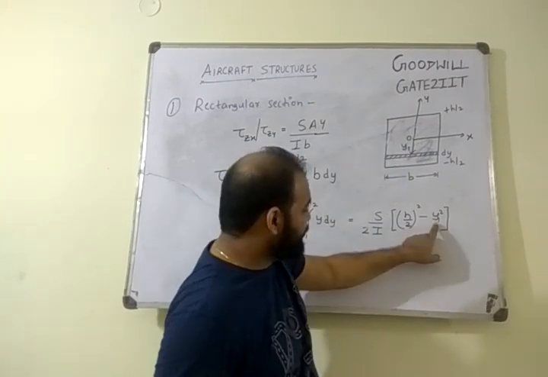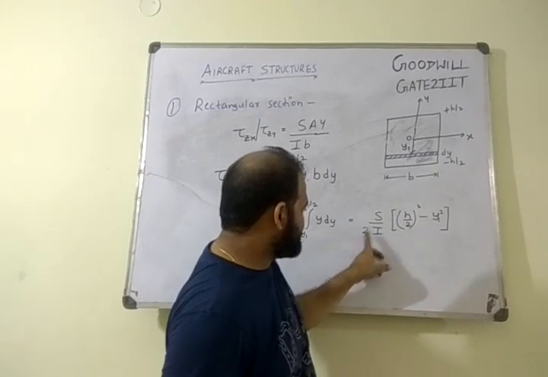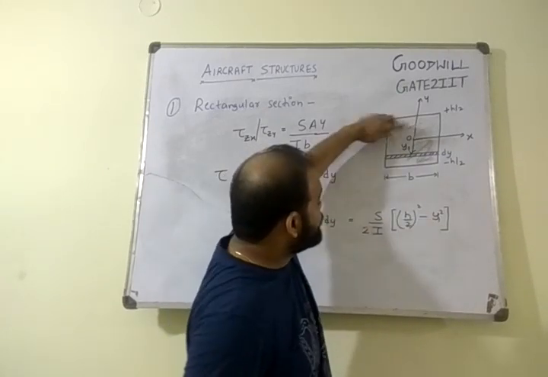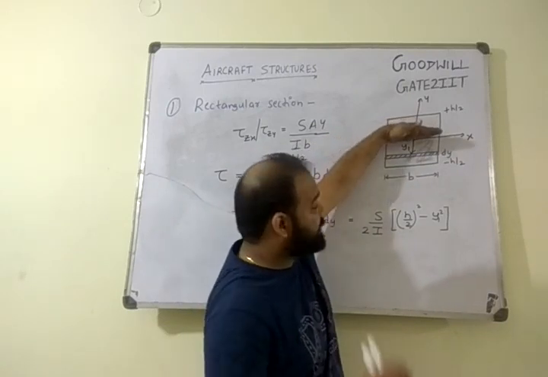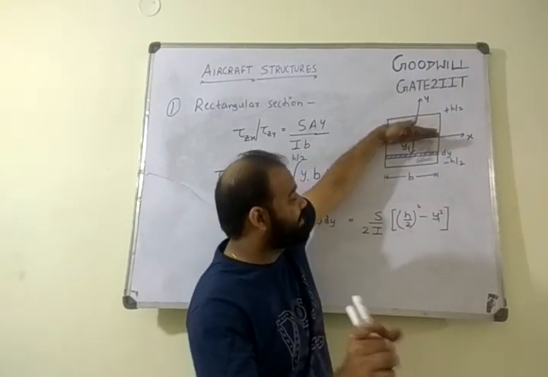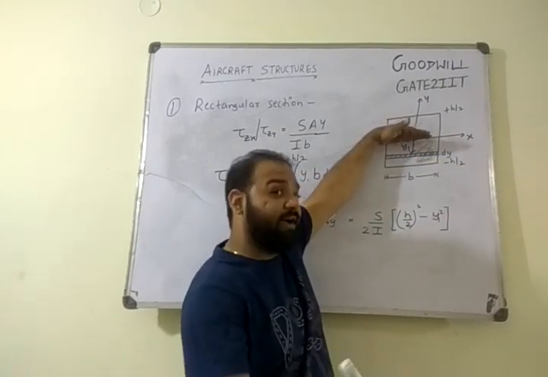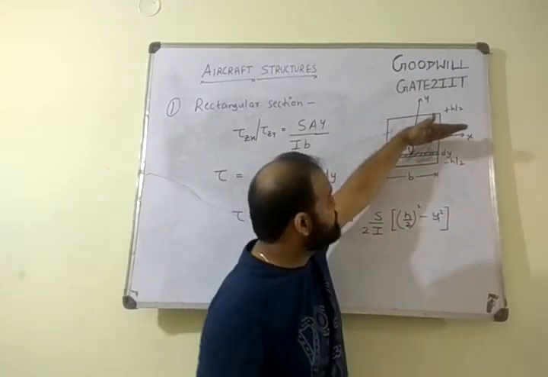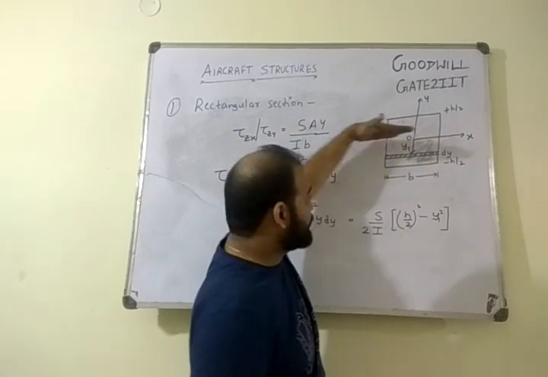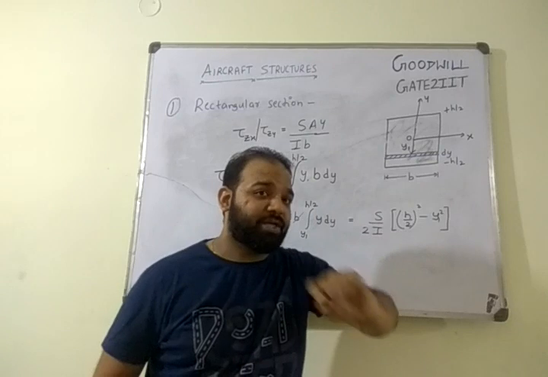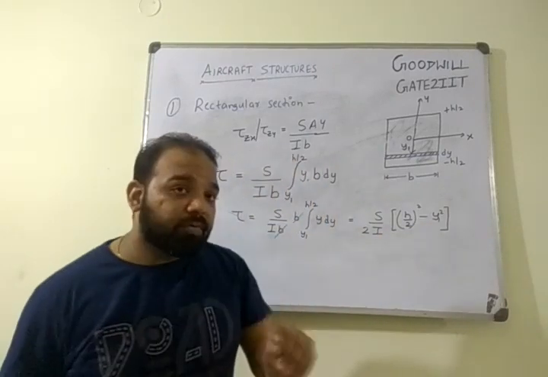So when you substitute y1 as 0 here, this will be S by 2I into h by 2 whole square. This term will go to 0. So you have some stresses. Can I say when y1 is 0, you have the maximum stresses? So when y1 goes to 0, you have maximum stresses, and you have seen in the previous lecture that this is nothing but your neutral axis. Your centroidal axis is also your neutral axis. So we have maximum shear stresses at neutral axis.